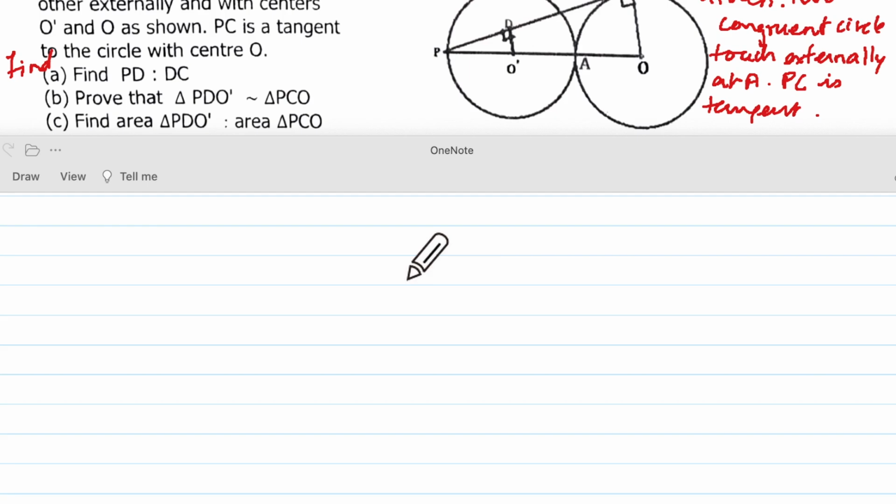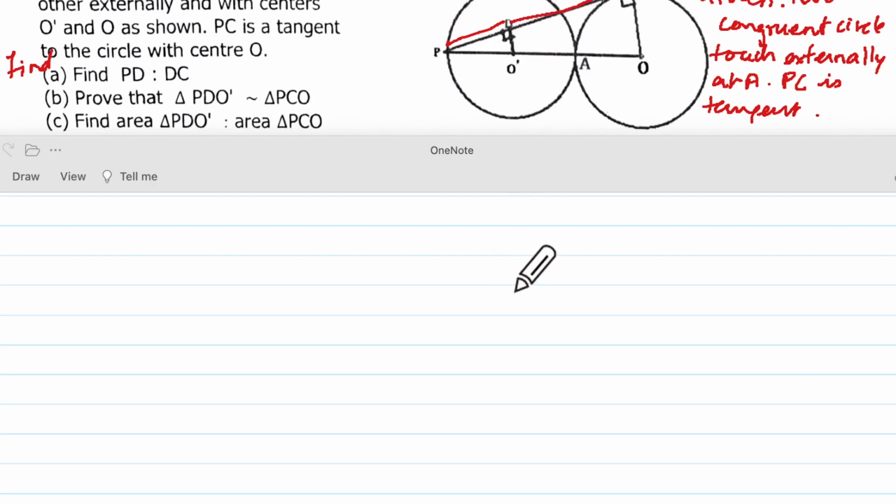Done now. Done? Okay. Now we have to think on those lines. What are they telling you? You have to find the ratio. What is the ratio? PD is to DC. Okay. Is it part of any triangle? POC. And PD O dash. PD is here, correct? And DC is here, correct?